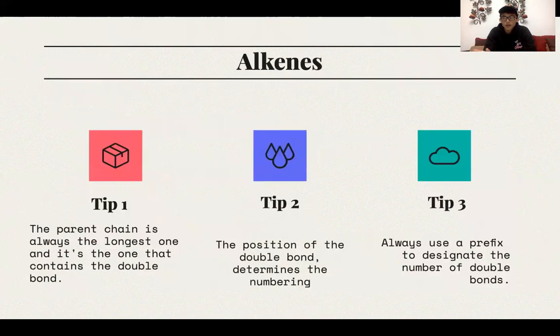Some tips to identify alkenes more easily: the parent chain is always the longest one, and it's the one that contains the double bond. Tip number 2 is that the position of the double bond determines the numbering. And tip 3 is to always use a prefix to designate the number of double bonds.